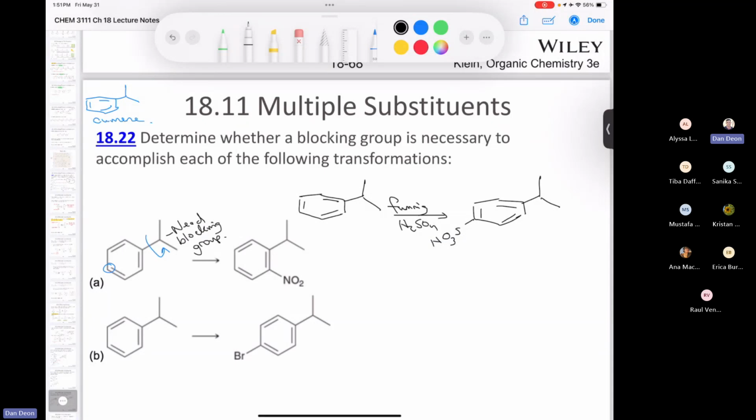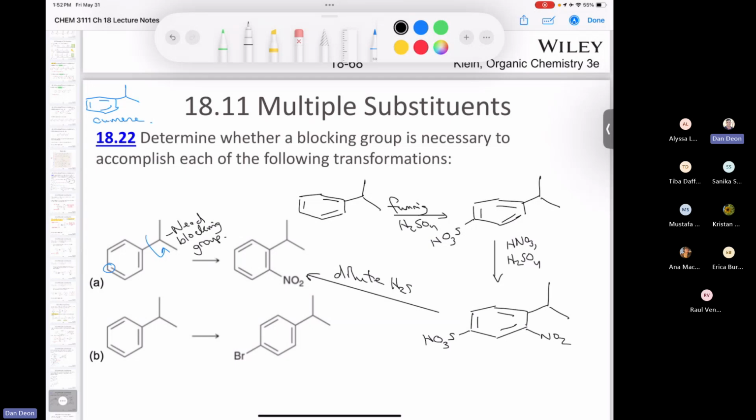We have our blocking group installed. So now we're going to do our nitration. So for that, we need a mixture of nitric acid and sulfuric acid, like this. So that's going to put in our nitro group. There we go. So we're going to have isopropyl here, we'll have the nitro here, and then we'll have the sulfonic acid. And then to get to the final product, all I have to do to remove the blocking group is treat it with dilute H2SO4. It's actually a question about that mechanism in the textbook.